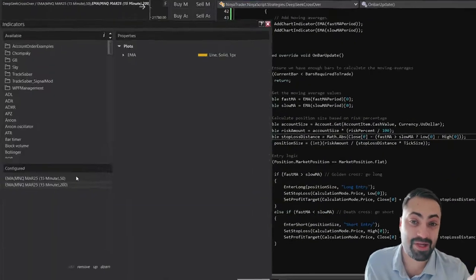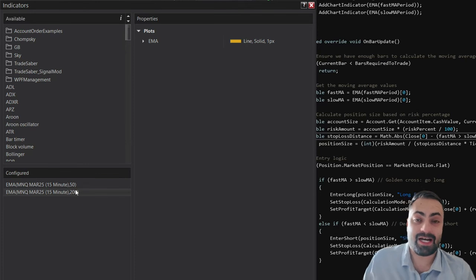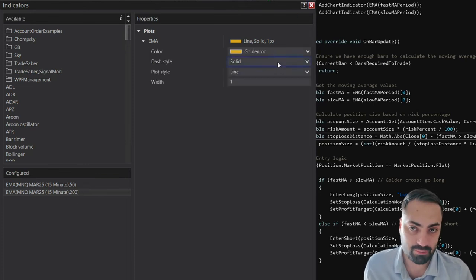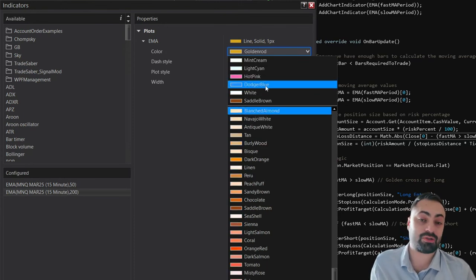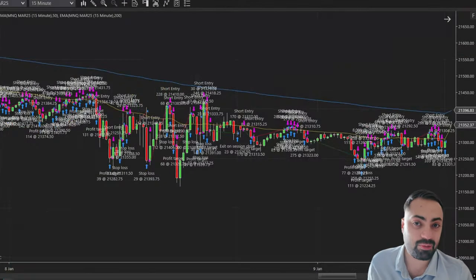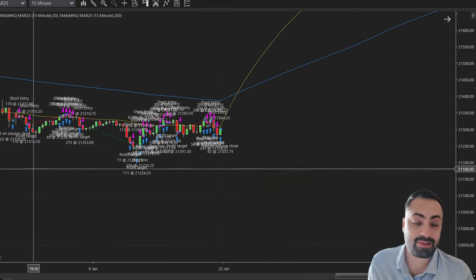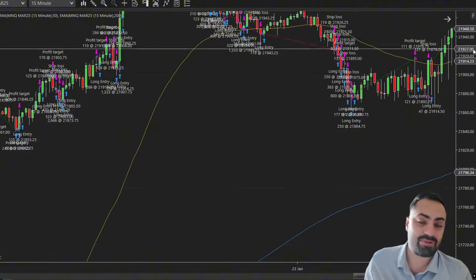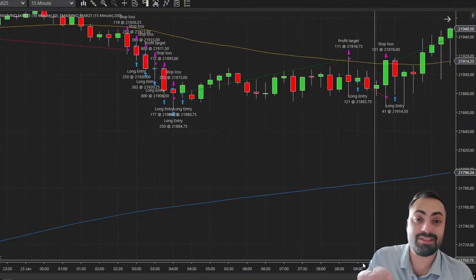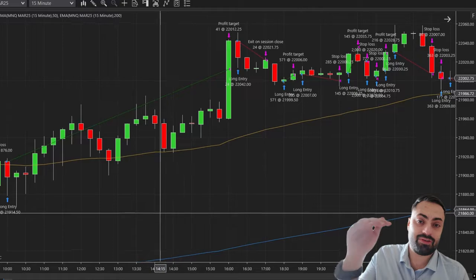All right, next, just to make it a little bit easier to see, I'm actually going to change the color of one of these plots, and that way we can check where the problem is for our actual entry condition. So here we see we take shorts anytime the fast MA is below the slow MA. And if we keep scrolling, we are taking longs anytime the fast is above the slow.